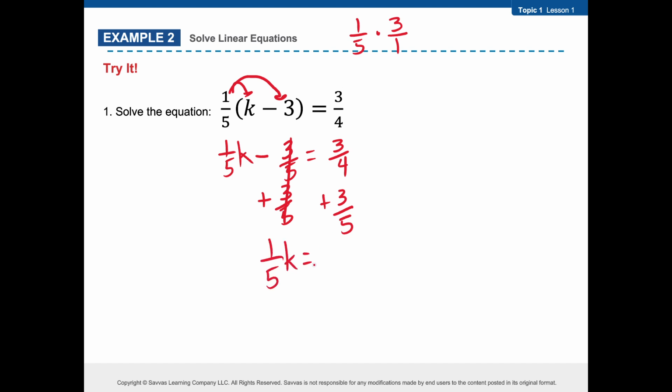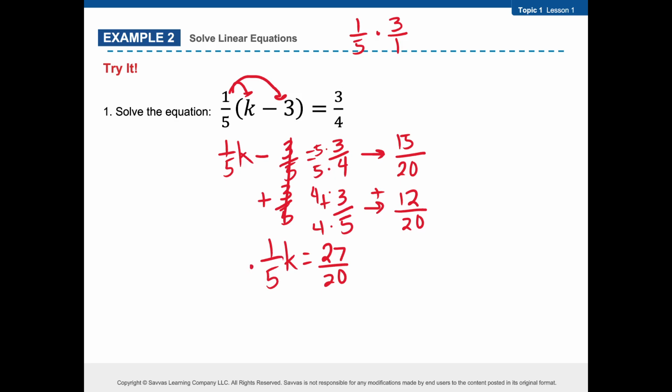1 over 5k equals, add these two fractions, I need a common denominator. Both 4 and 5 can go into 20. So my denominator is now 20. 5 goes into 20 4 times, so 4 times 3, 12. 4 goes into 20 5 times, so 5 times 3, 15. And I'm adding the two fractions, so that makes it 27 over 20.